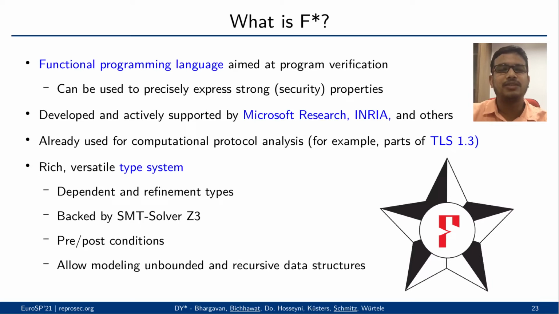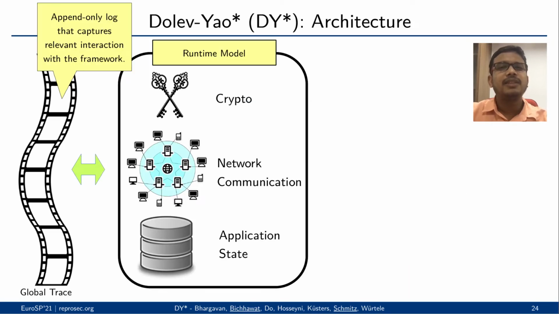with complex data structures. The DY-star framework assists in modeling systems that have peers communicating and exchanging messages with each other using different protocols. The communication happens over an untrusted network that is controlled by a Dolev-Yao adversary, meaning the adversary can intercept and modify messages but cannot read encrypted messages without using the corresponding decryption key. We also allow dynamic compromise of principals by the adversary.